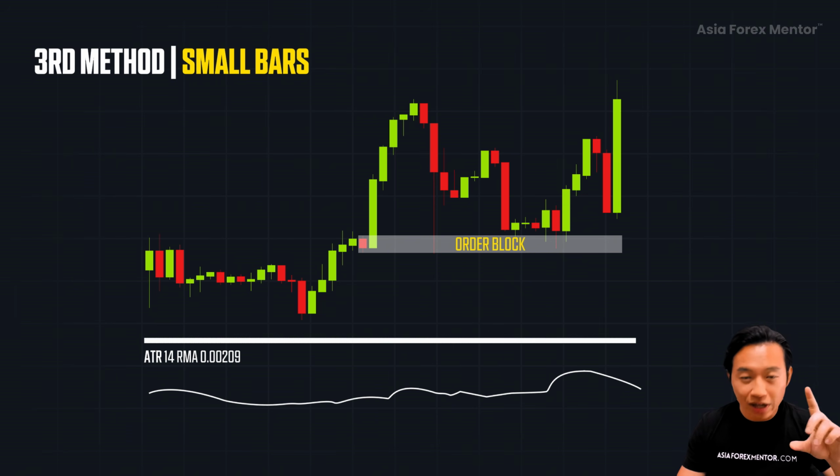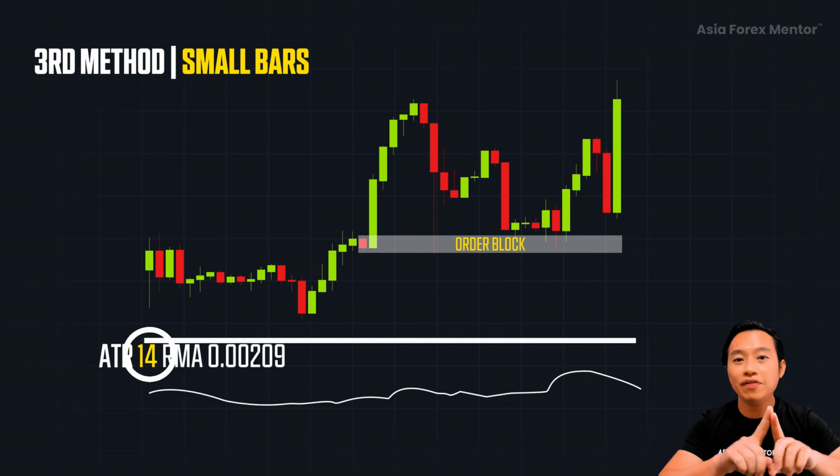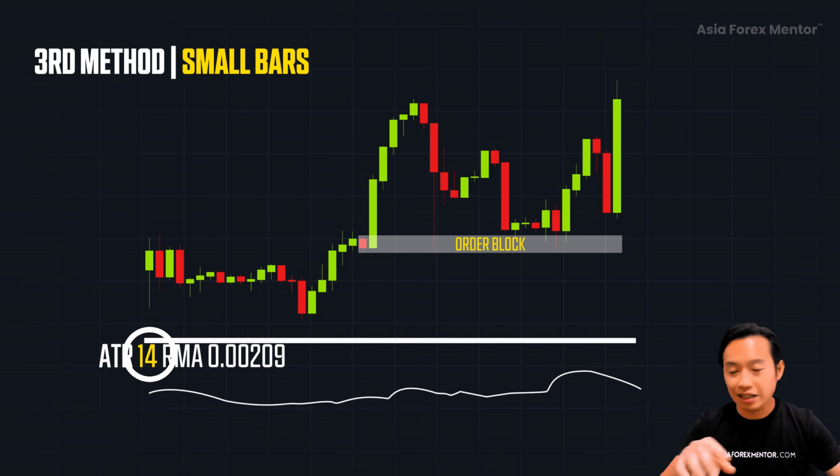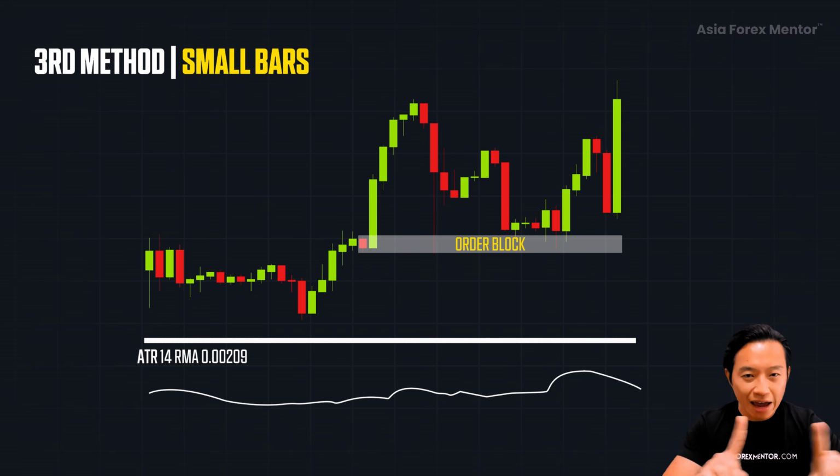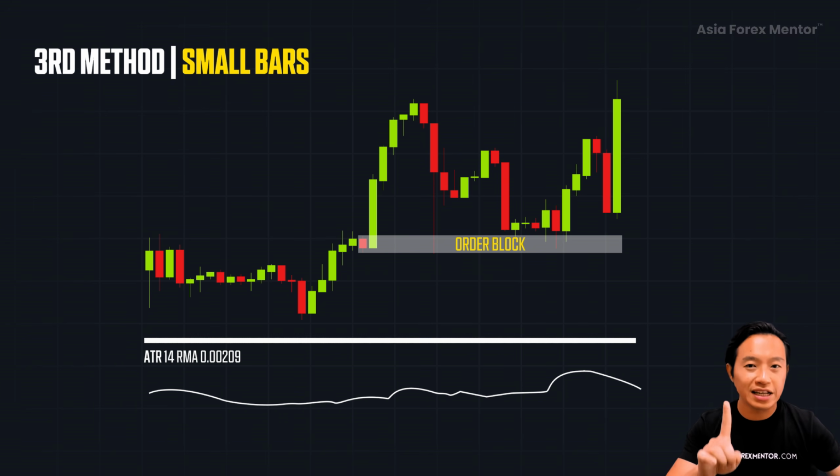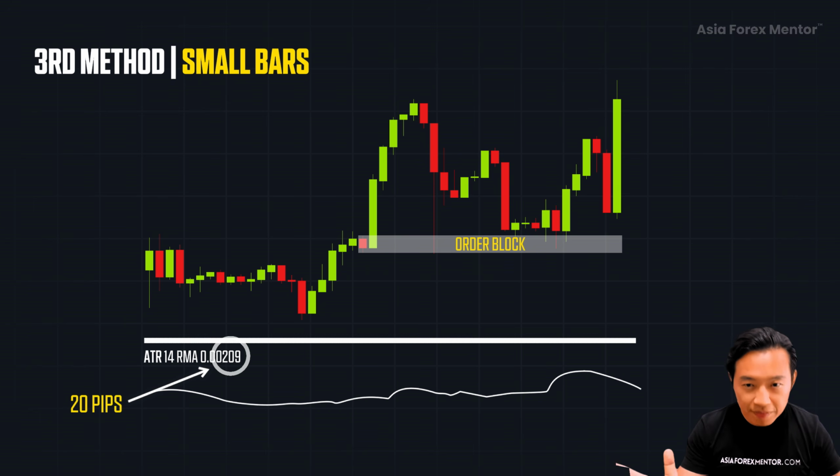So it gives you the average size of, let's say if you set it as 14, the previous 14 candles. The default setting is 14 for the ATR indicator, so you just set it as 14. It gives you the average size of the last 14 candles. So now, let's say in this case, the ATR of the last 14 candles is 20 pips.